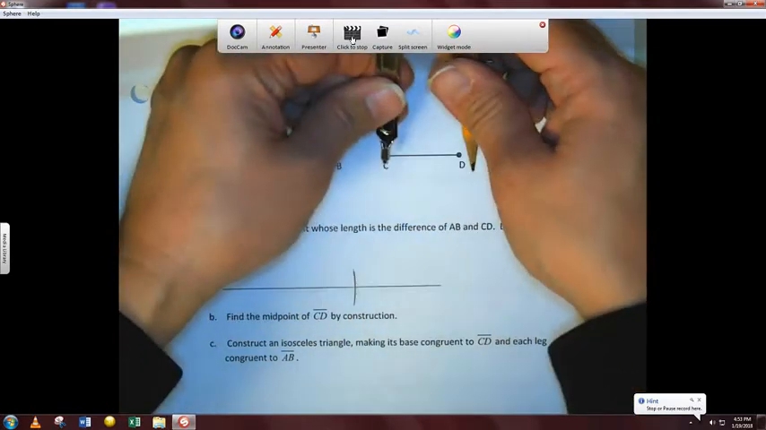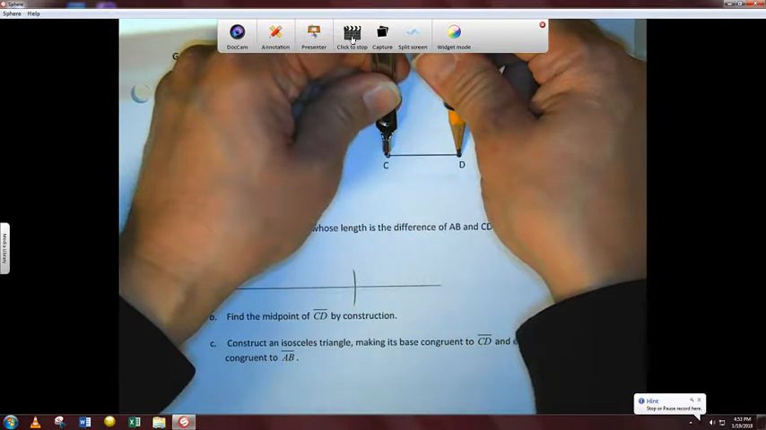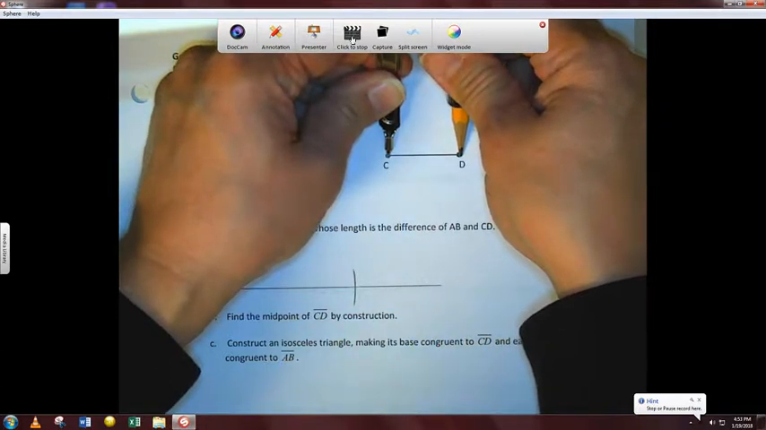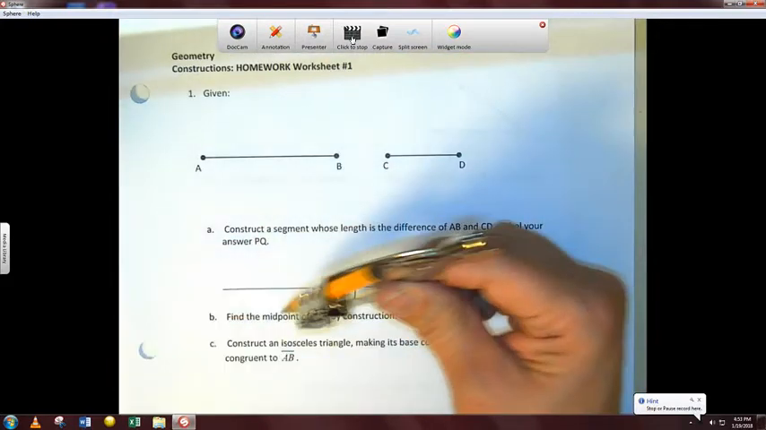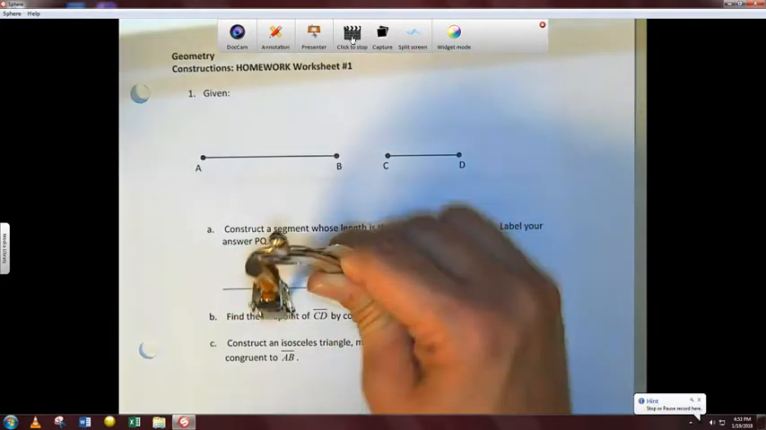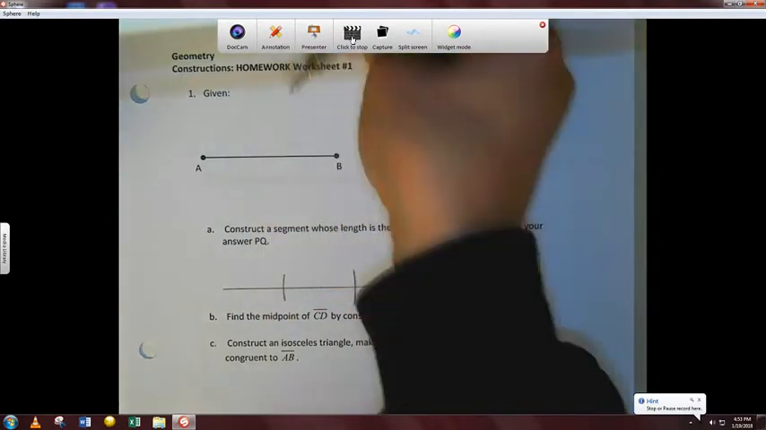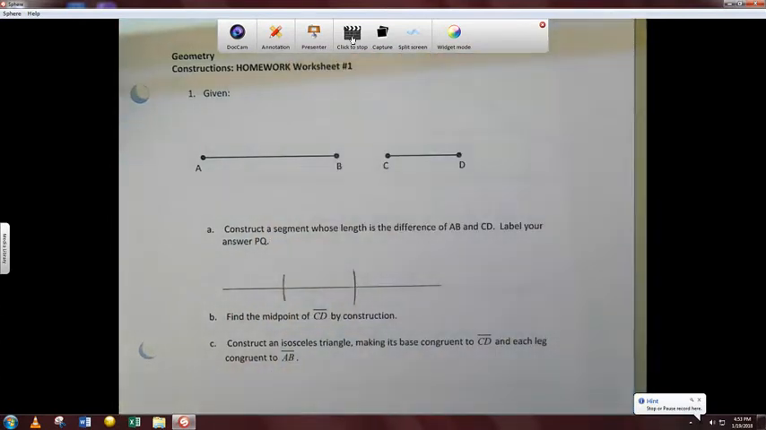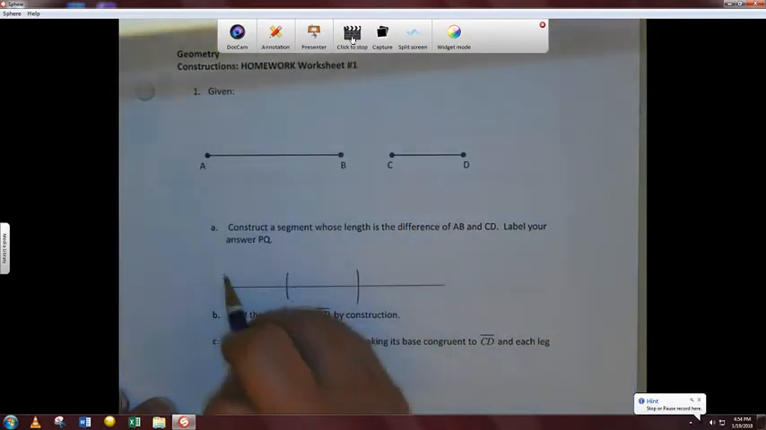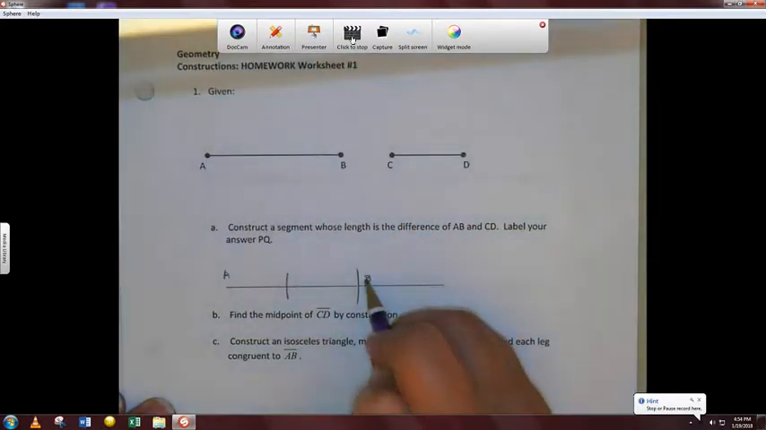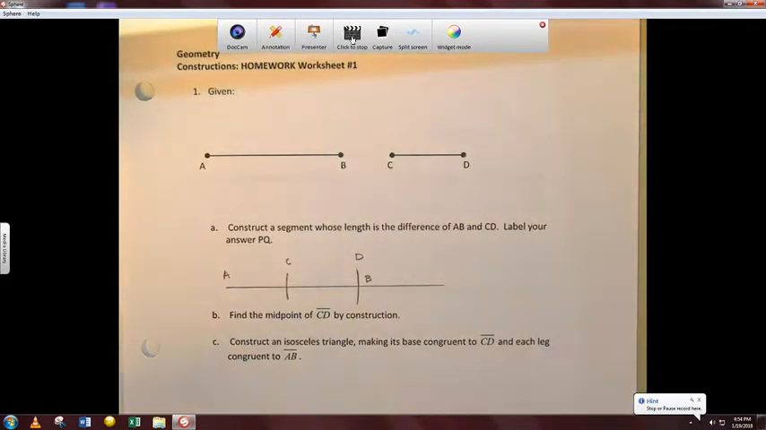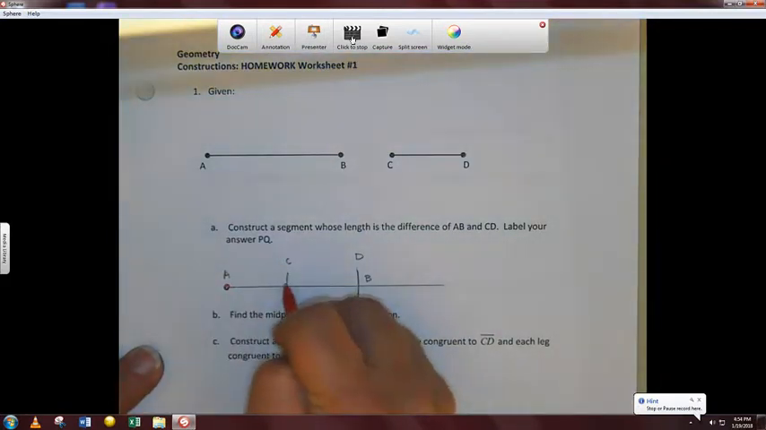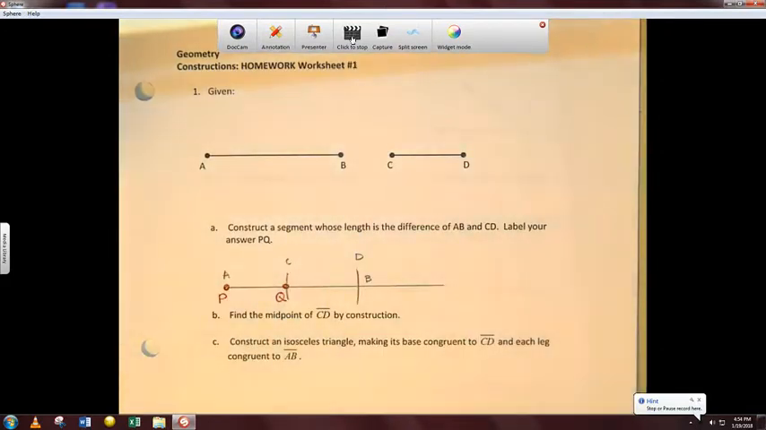But then I need the difference of AB and CD. So I am going to mark off or measure how wide CD is, and then I'll come here and I will swing my compass back the other way. And so then if from here to here is AB and from here to here is CD, then that means my difference is from here to here, and I'm going to label that PQ, and that would be my answer.